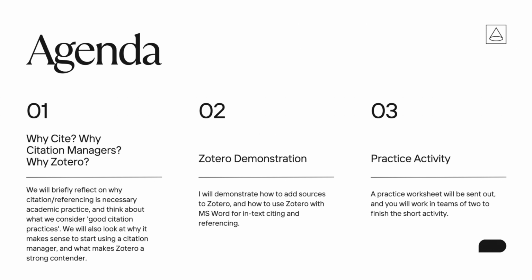And also talk about why Zotero is one of the better options among the multiple options that you have for reference management. The second part is about me demonstrating how to add items, how to use Zotero and Word for in-text citations, and how to do a bibliography that is linked to the citations that you've put in the Word document. And then finally, we'll go to a practice activity, and I will send out a worksheet and you'll work in teams of two to finish the activity.